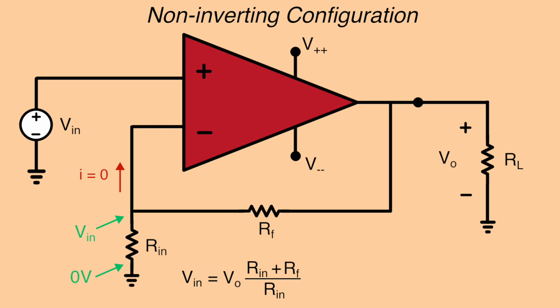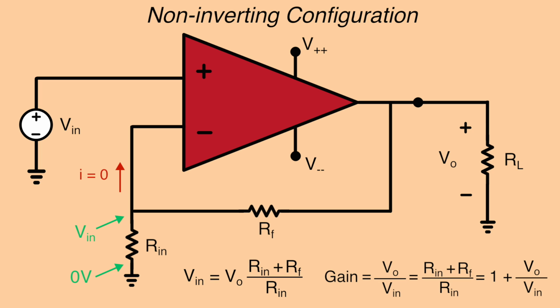Taking this one last step, we can use this result to calculate the gain of the circuit, and we get this equation. And as you'll note, that's the equation you were provided in the earlier video for this particular configuration of op-amp.